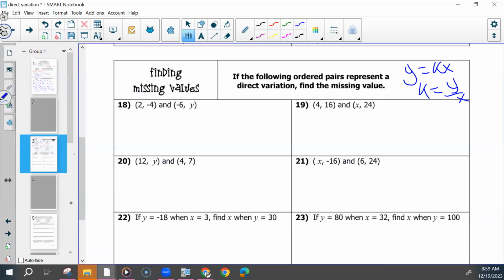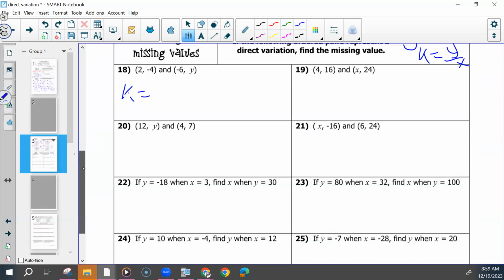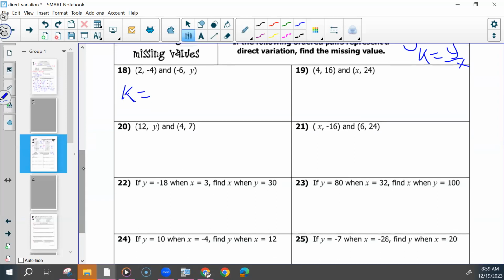So you're going to start with, in 18, whichever ordered pair has both an x and a y, so this one. Use that to find your k value. That's always your step one. So k equals -4 over 2, which is -2.